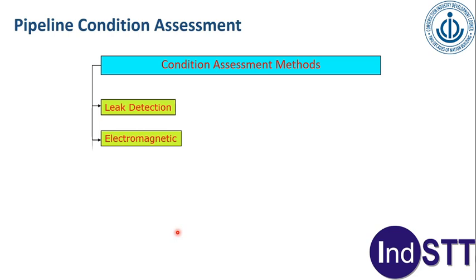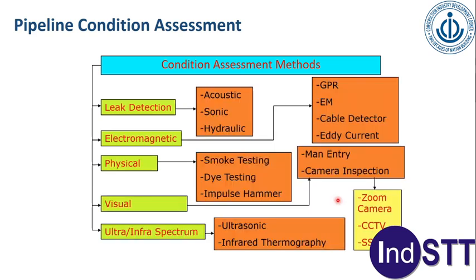Then electromagnetic methods for condition assessment, which include GPR, EM, cable detector, eddy currents. Then we have physical methods which include smoke testing, dye testing, impulse hammer. Then we have visual methods which include man entry and camera inspection. Then we have ultrasonic or infrared spectrum methods, which include ultrasonic and infrared thermography. And in camera inspection also we have zoom camera, we have CCTV, we have SSCT.